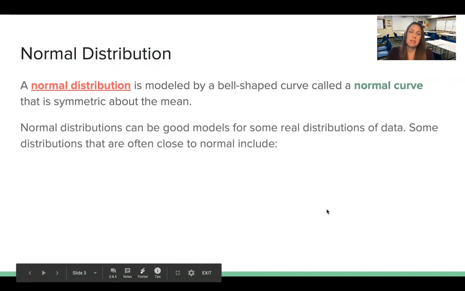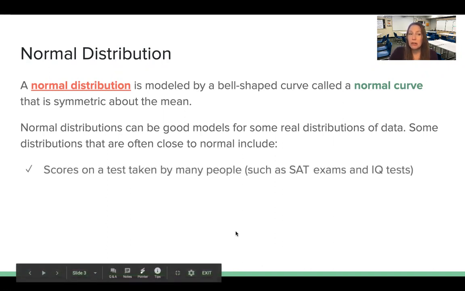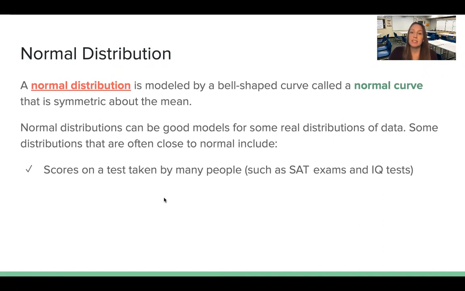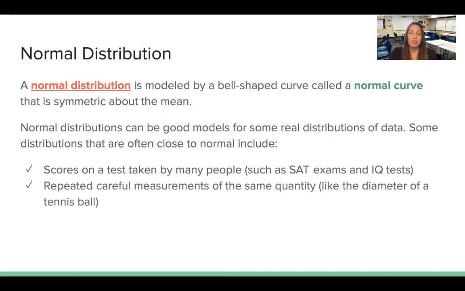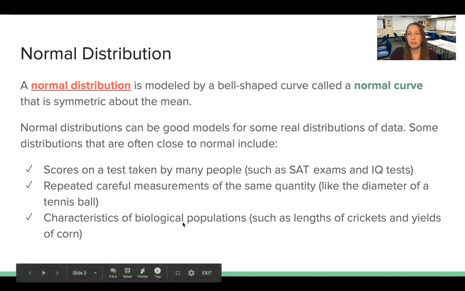So normal distributions can be good models for some real distributions of data. Some distributions that follow a normal curve would be scores on a test taken by many people, such as the SAT exam or IQ tests, repeated careful measurements of the same quantity, like the diameter of a tennis ball, characteristics of biological populations, such as the length of crickets or yields of corn. All of these sets of data would follow the normal distribution.